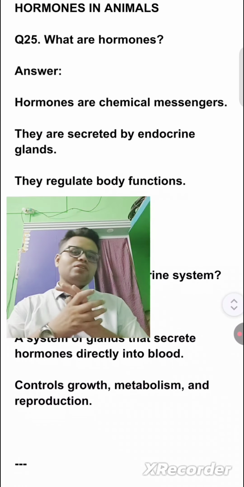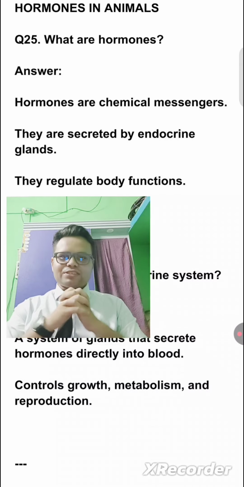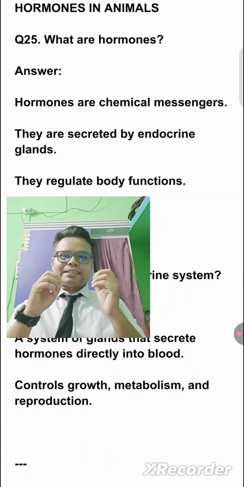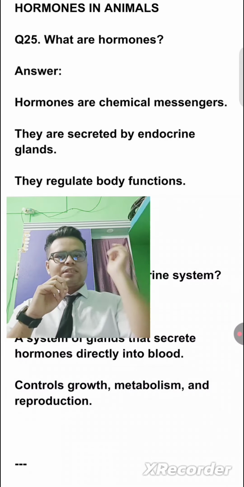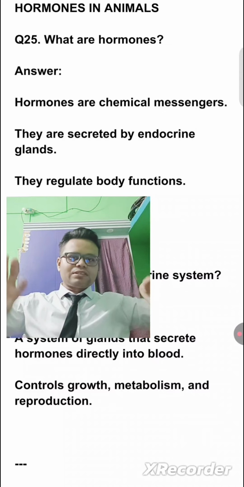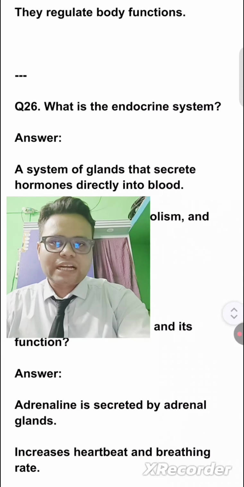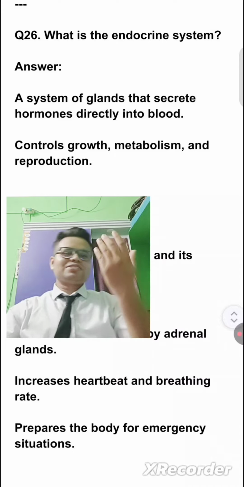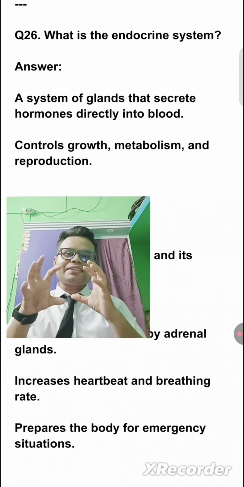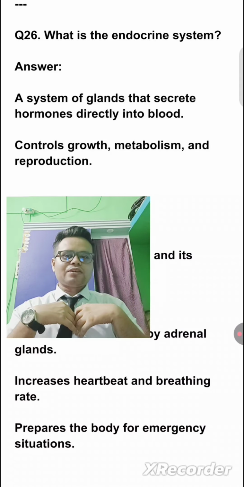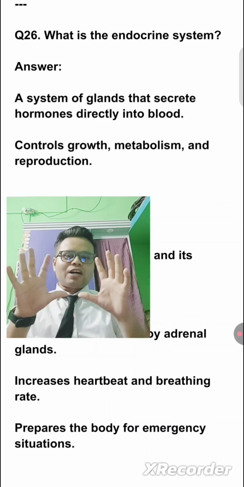Hormones in animals. What are hormones? So hormones are the chemical messengers first of all. Second, they are secreted by the endocrine glands. They regulate the body functions. Okay, that's it. And what is the endocrine system? A system of glands that secrete hormones directly into the blood. So there is no duct there.